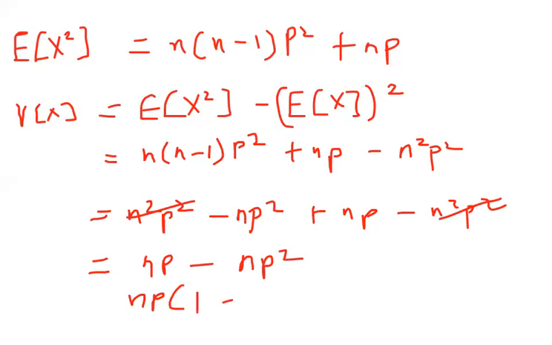So that means the variance of a binomial distribution is always the same as np into bracket 1 minus p. So this is quite easily done.